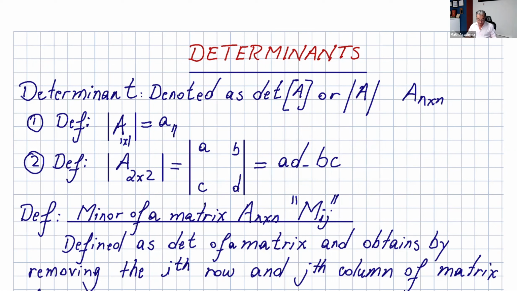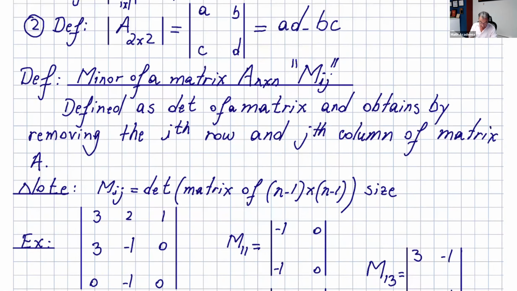Now, if the matrix is not 1 by 1 or 2 by 2, which will work, then let's go ahead and see how we can find the determinant of a 3 by 3 matrix or a 4 by 4 matrix and the general formula for the determinant. So before we start that, there are some definitions. Just know what a minor is.